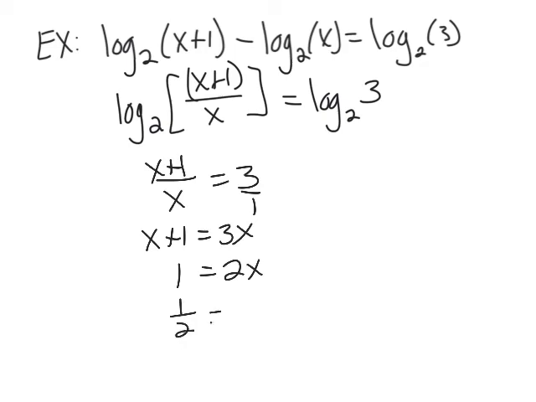So we're going to finish this problem up. x is 1/2. We're going to double check for negative arguments. When x is 1/2, this is good. This is good. So that's our answer. And we will do more in class.